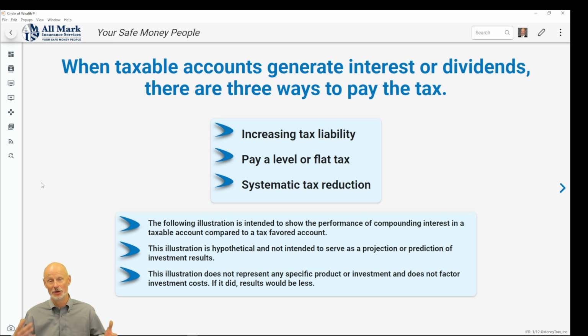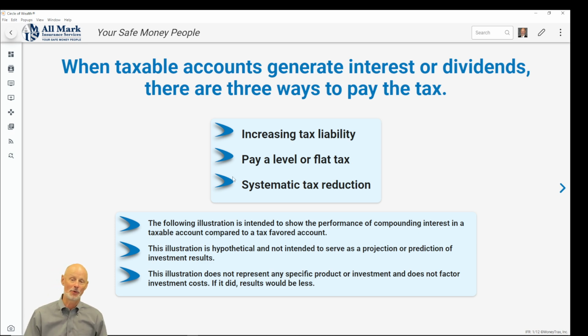You see, most people have money stashed away inside of brokerage accounts, CDs, these types of things. And these create taxes on an annual basis, or what are called 1099s. So when taxable accounts generate interest or dividends, there are three ways to pay these taxes. One is an increasing tax liability. Two is to pay a level or a flat tax. And three is a systematic tax reduction.